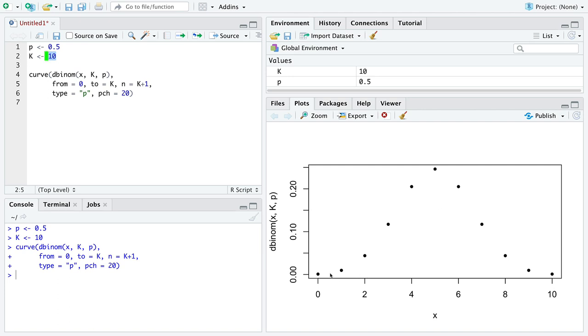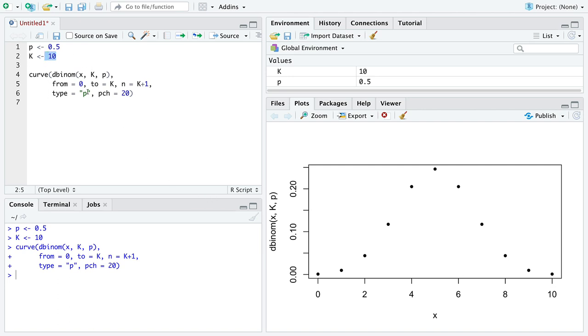Notice the plot is symmetric. 0 is very unlikely. You are not likely to see 0 heads in 10 flips of a fair coin. Similarly, you are not very likely to see exactly 10 heads in 10 flips of a fair coin.